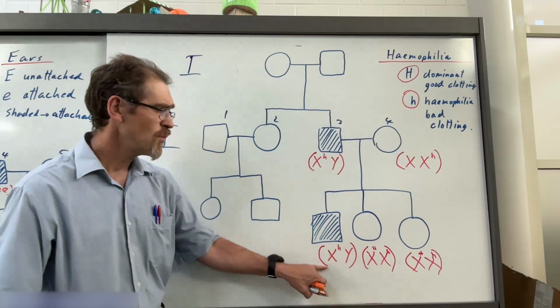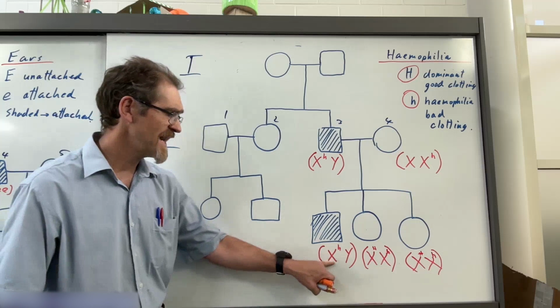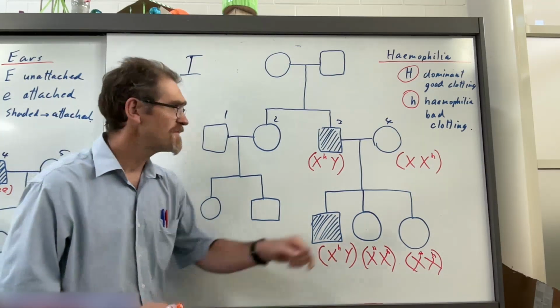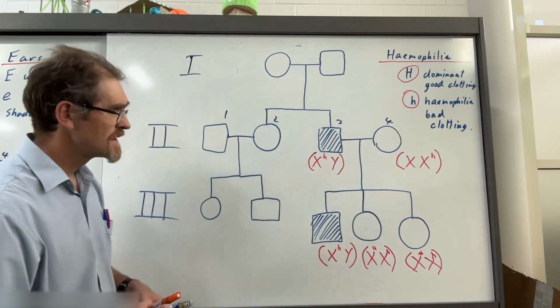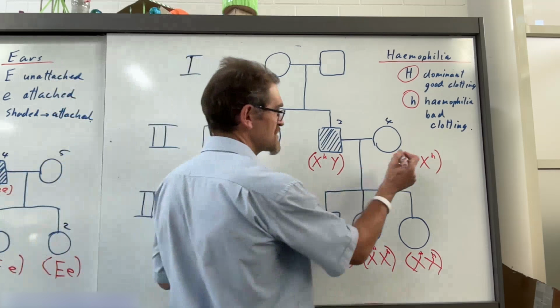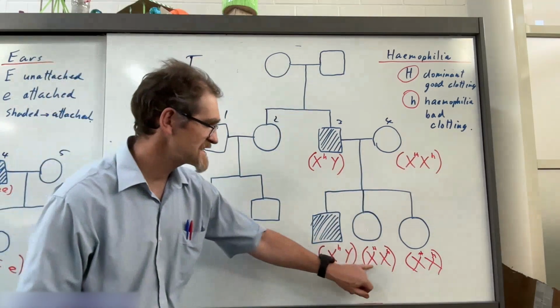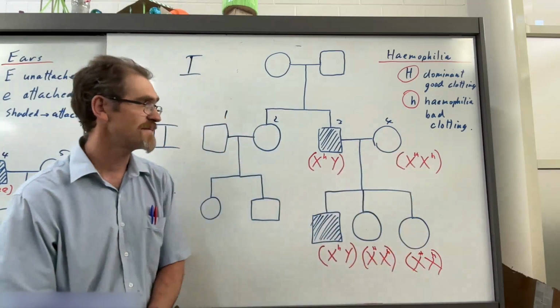The son will be a sufferer of the haemophilia condition. He got that X chromosome with the recessive h allele from his mother. Finish off the mother's genotype. We have to see this X chromosome with the dominant allele had to come from the mother. So that's going to come from the mother.